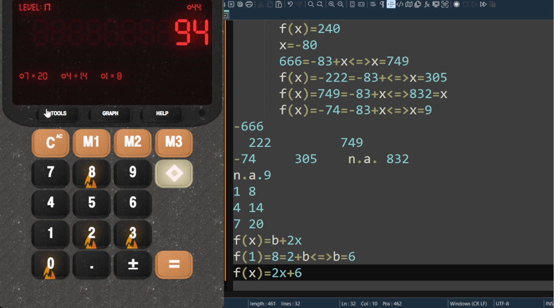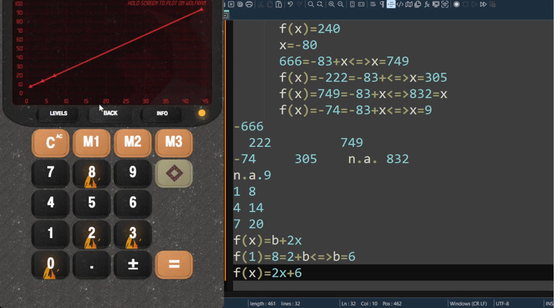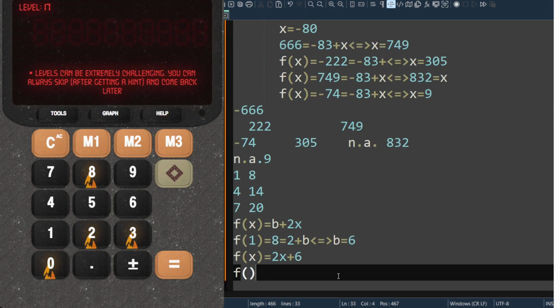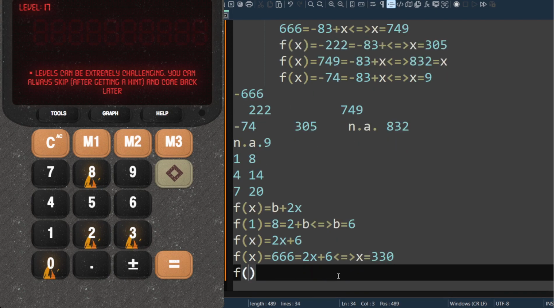Okay, this is working. So this thing, we can graph it if we want to, it's a linear function. This makes things a lot easier. We just go for f of x equals 666 equals 2x plus 6, and we know that this means that x equals 330. We do this again. f of x equals 330 equals 2x plus 6, equivalent to x equals 324, 112.